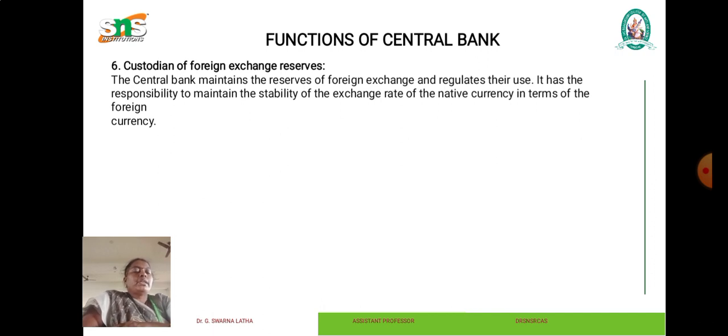Monetary authority. The central bank enjoys supreme monetary authority with wide powers. No such power is enjoyed by the commercial banks. Profit motive: a central bank does not exist to make profits for its owners, but commercial banks are organized for profits for their owners.